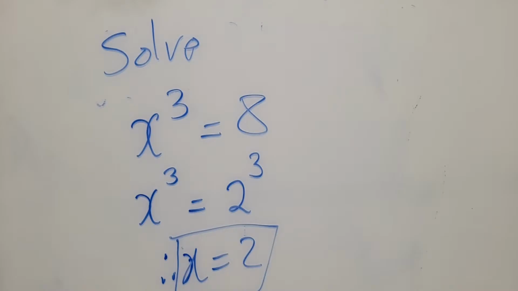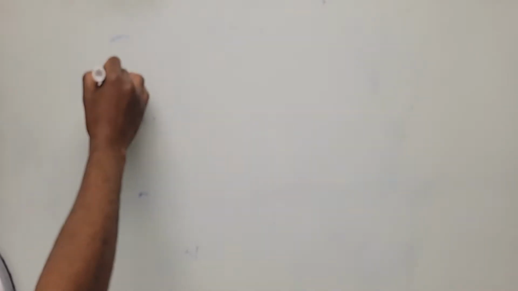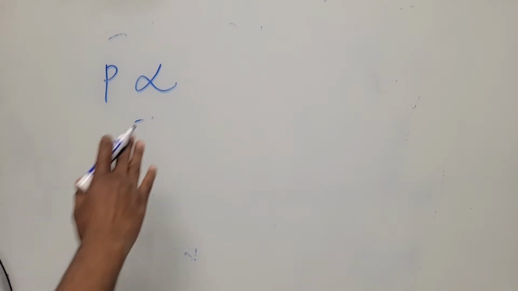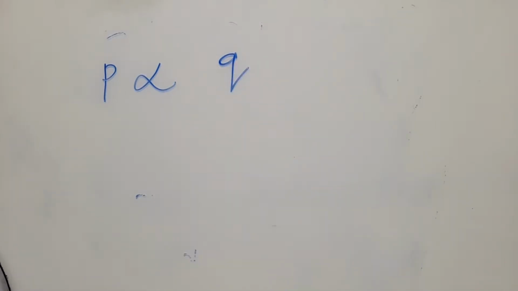Alright guys, so let us do one last problem. I said this one was the last problem, but I see one interesting problem, which is about variation, right? So I erase this. Then the question says P varies as Q, right? P varies as Q. So I write Q here, okay? P varies as Q and inversely as the square of R.